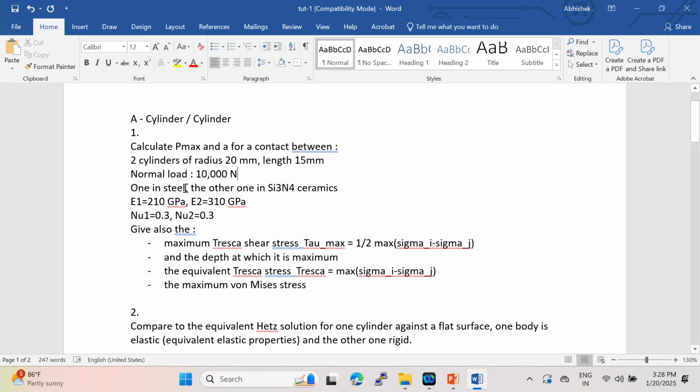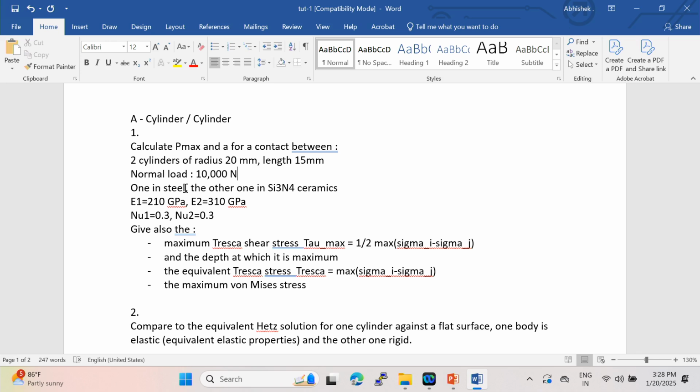One material is steel, with a Young modulus of 210 gigapascal. The other one is silicon nitride, with a Young modulus of 310 gigapascal, and they have the same Poisson ratio, which is 0.3. Then I would like you first to use the Excel sheet to calculate the parameters of the contact. I will do the same by myself.